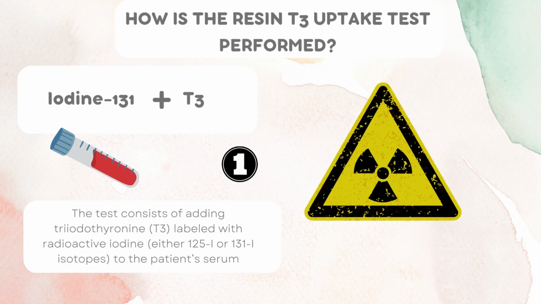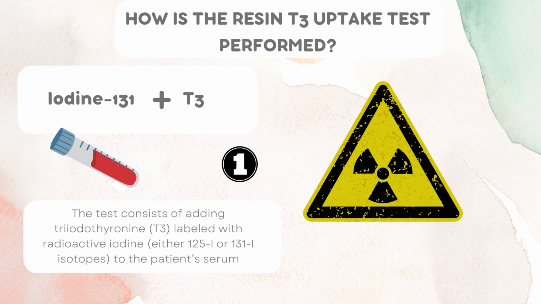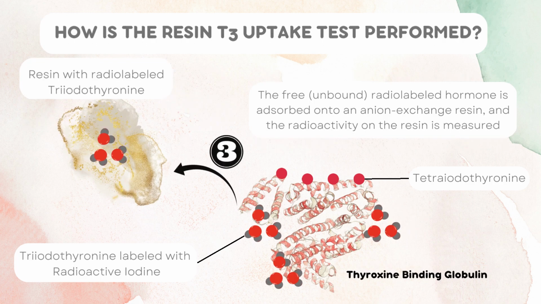Now let's dive into what this test is and how it is performed. The test consists of adding triiodothyronine T3, labeled with radioactive iodine, typically the I-131 isotope, to the patient's serum. After a short incubation period, radioactive iodine labeled T3 binds in part to the available hormone-binding sites of binding proteins, mainly thyroxine-binding globulin. The free or unbound radioactive iodine labeled T3 is then absorbed onto an anion-exchange resin. Subsequently, the radioactivity on the resin is measured in order to estimate the T3 resin uptake.